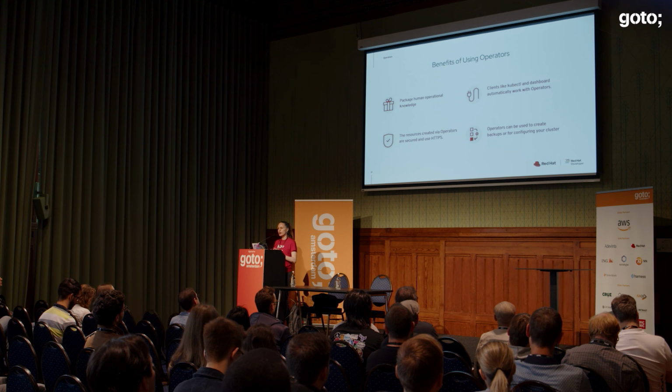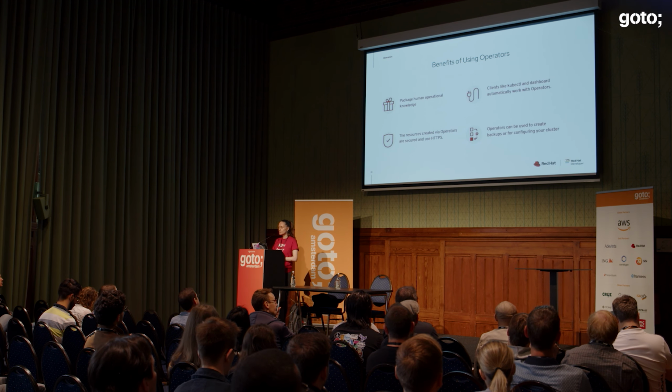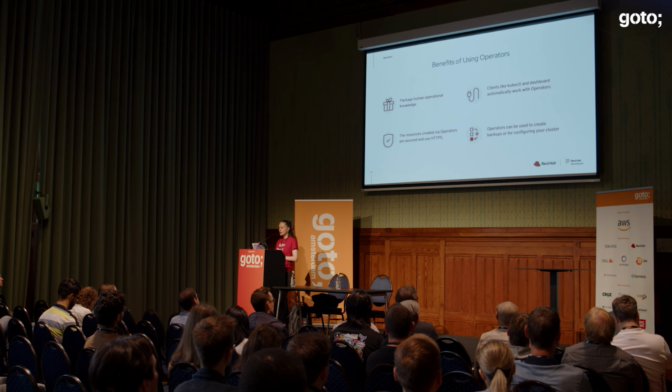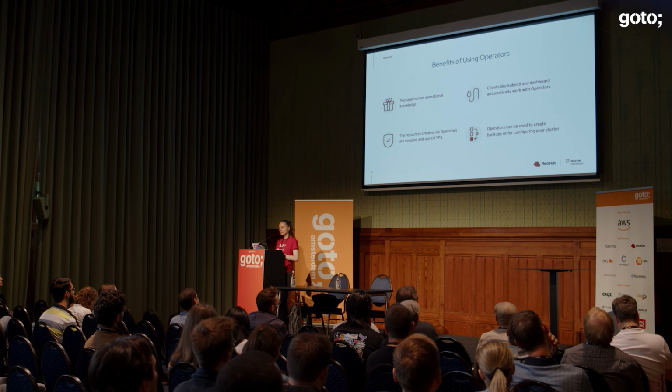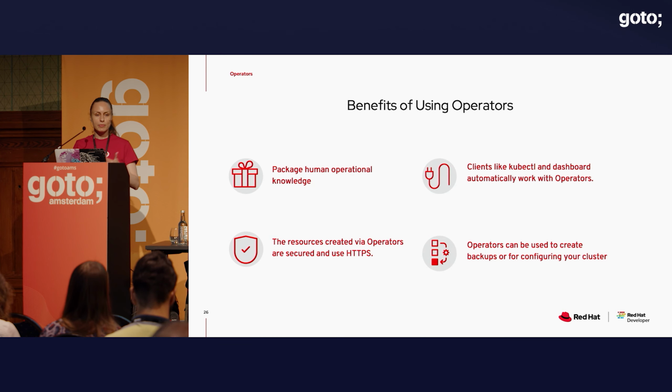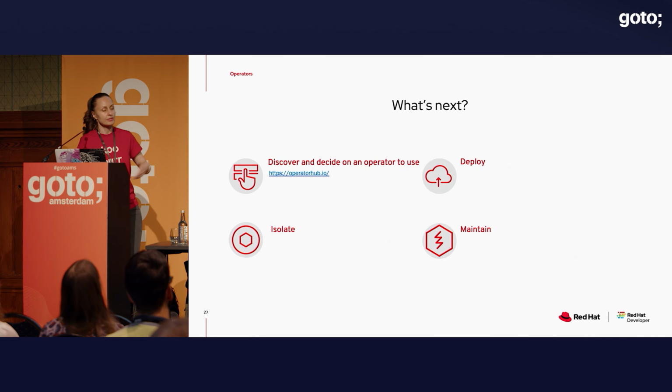The resources created by operators are secured by default, and of course, operators can be used even for creating backups or configuring your cluster. Many of those that offer Kubernetes service use operators to do those complicated backups or restores of etcd, for example, so that you don't end up doing that manually, because that's kind of troublesome. So what's next for our landscape in terms of making it better for our 2 microservices?